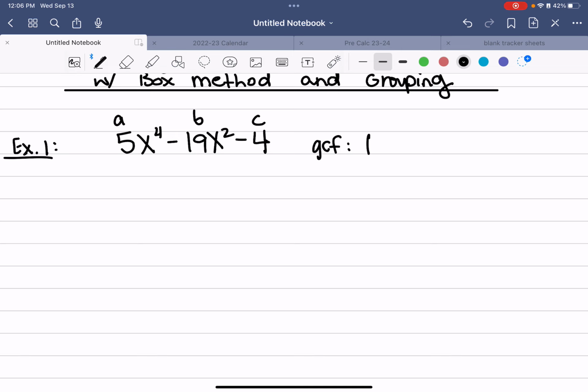Now the first thing I'm going to do is make a multiply add chart. You might have seen this as an X as well in some other videos or in your own class. And we're going to use a T chart instead just because I don't like the X. So our multiply column will be A times C. That's why it's called the AC method. 5 times negative 4 is negative 20. And then we're going to add to the middle term of negative 19.